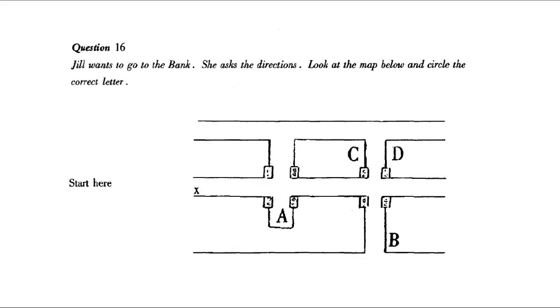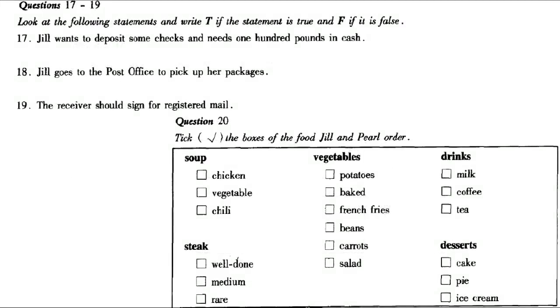Jill goes to the bank and the post office. As you listen, look at the statements and write T if the statement is true and F if the statement is false. First, you will have some time to look at questions 17 to 19. Now listen carefully and answer questions 17 to 19. Jill is in the bank.